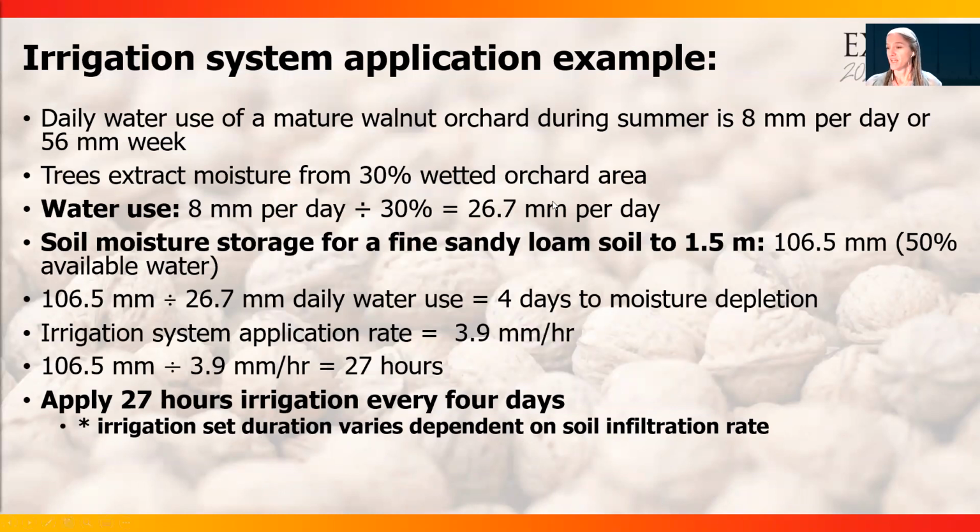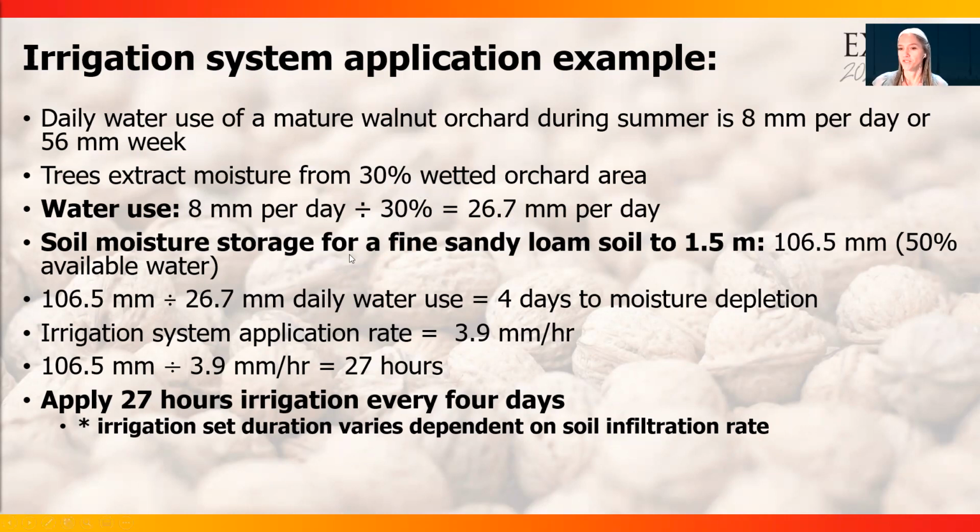So here's an example where we take that into consideration. So if we know that the daily water use of a mature walnut orchard during summer is 8 millimeters per day, or 56 millimeters per week, and trees extract moisture from 30% of the wetted orchard area, our water use will be the 8 millimeters per day divided by 30%. It's actually going to be a 26.7 millimeter per day rate.